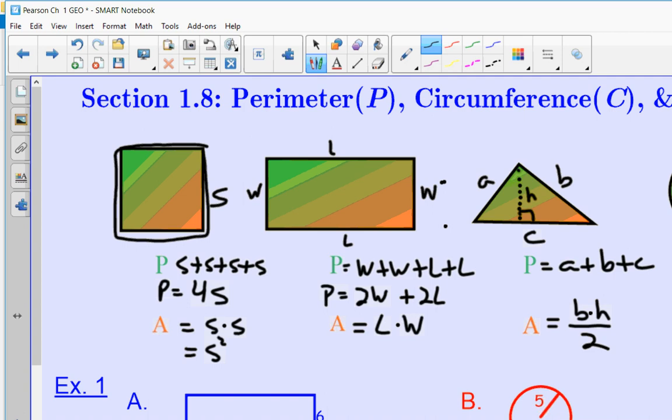In textbooks, it's written a little bit different. I like this way better. It's a lot easier to do. Okay. For a circle, the circumference is really the perimeter of a circle. So it's this outside edge. All right. So for that, it's going to be 2 times pi times r.